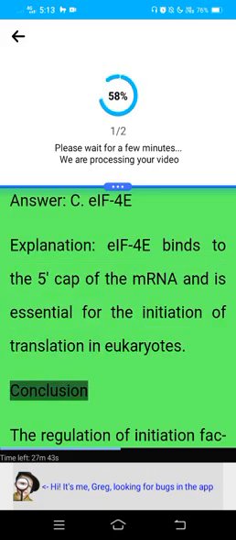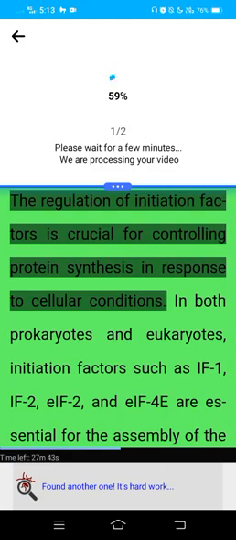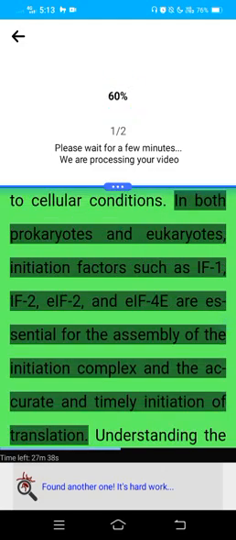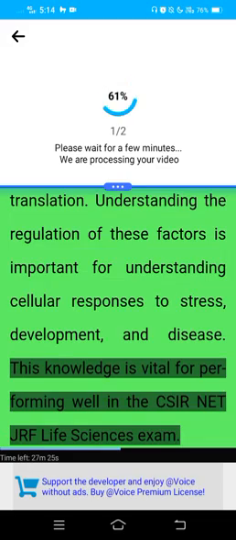Conclusion. The regulation of initiation factors is crucial for controlling protein synthesis in response to cellular conditions. In both prokaryotes and eukaryotes, initiation factors such as IF1, IF2, EIF2, and EIF4E are essential for the assembly of the initiation complex and the accurate and timely initiation of translation. Understanding the regulation of these factors is important for understanding cellular responses to stress, development, and disease. This knowledge is vital for performing well in the CSIR NET JRF Life Sciences exam.